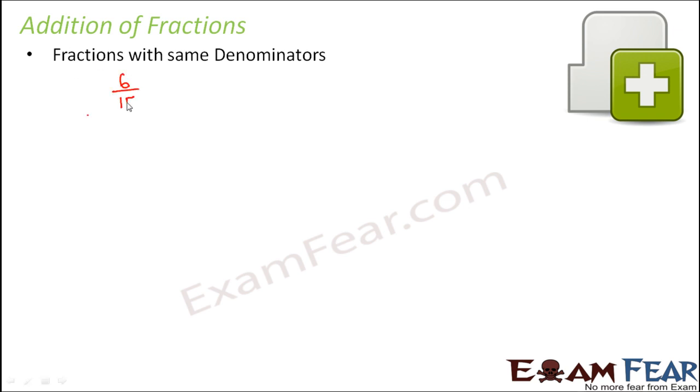Let's say you have one fraction as 6 by 15 and you have another fraction, say 9 by 15. So how do you add them? You just need to do one thing. You need to add the numerators, because in the result also the denominator is going to be the same. So the numerator would be 6 plus 9, which is equal to 15 by 15, which is equal to 1. So this is how we add fractions with same denominators.